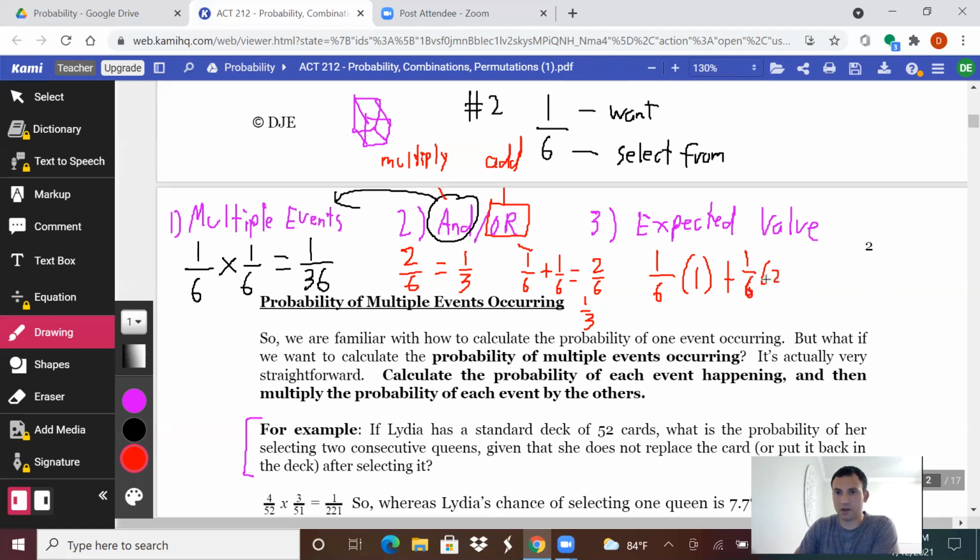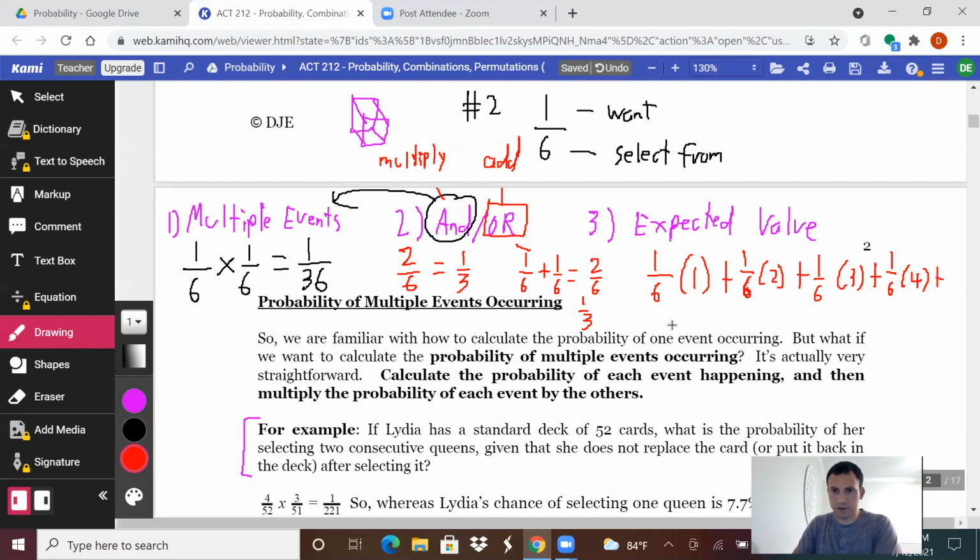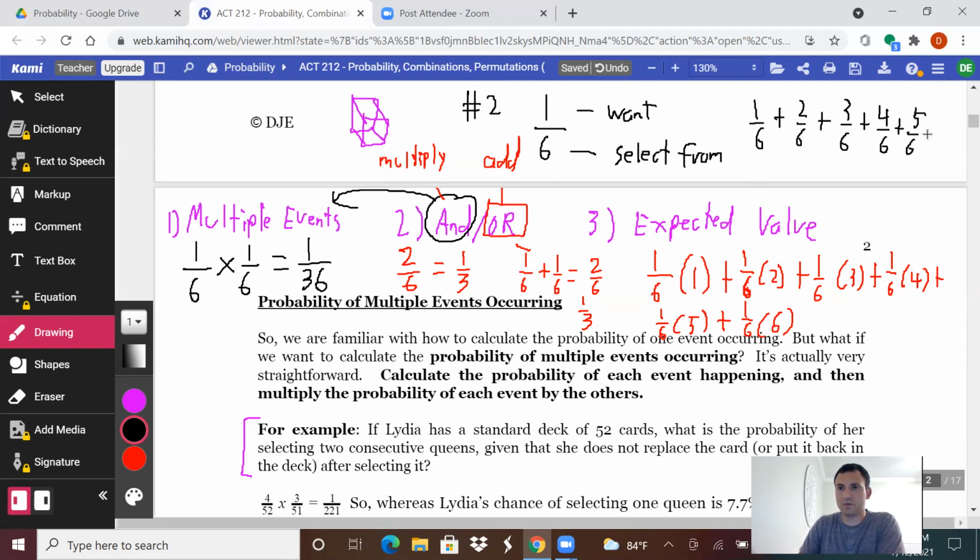times 2, a 1 out of 6 chance in the 3, 1 out of 6 times 4, plus, I'll continue it down here, 1 out of 6 times 5, plus 1 out of 6 times 6. So what's my expected value here? Well, my expected value is 1/6, plus 2/6, plus 3/6, plus 4/6, plus 5/6, plus 6/6.